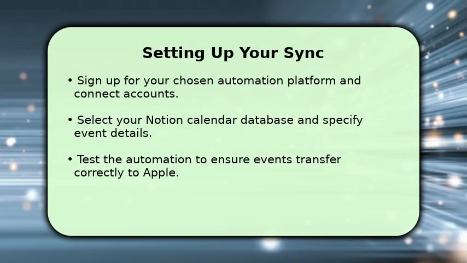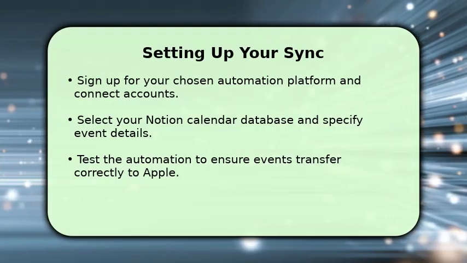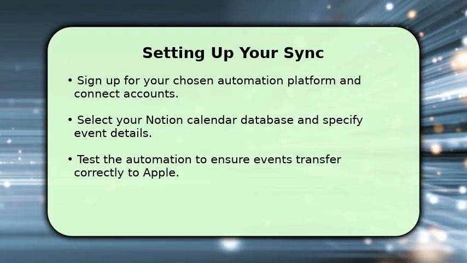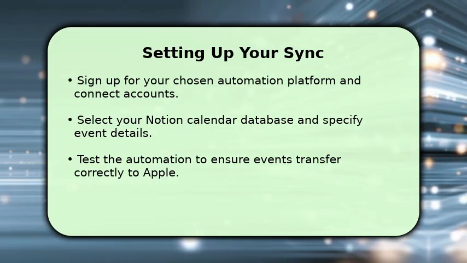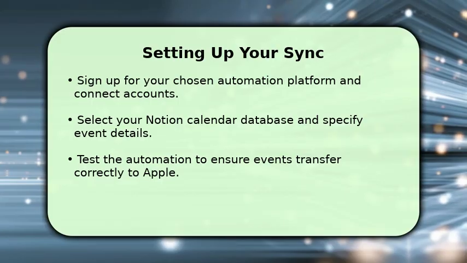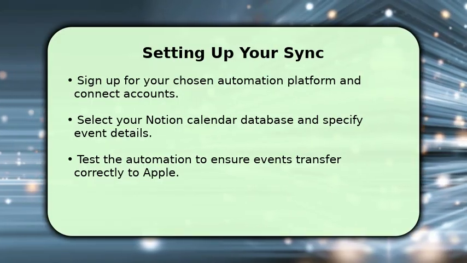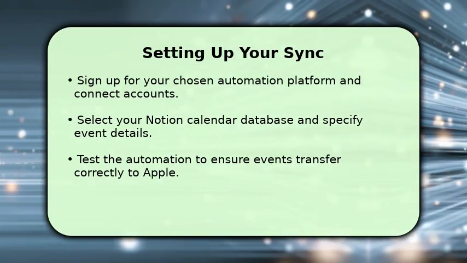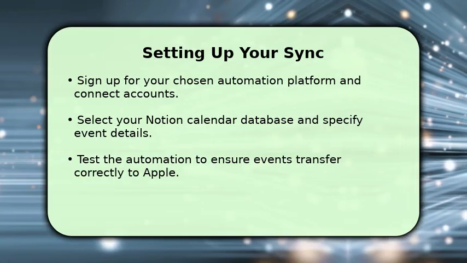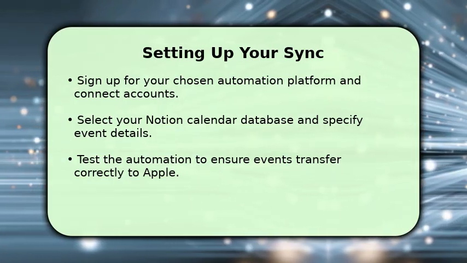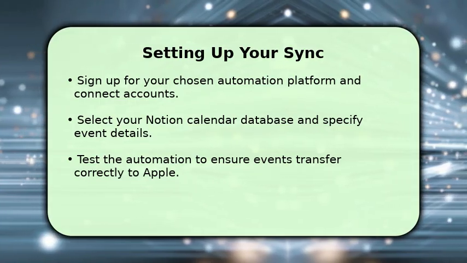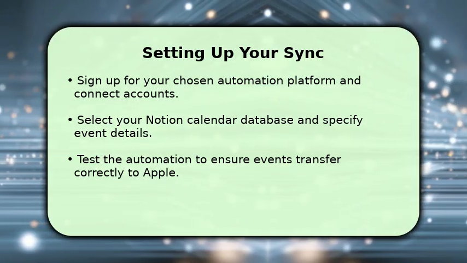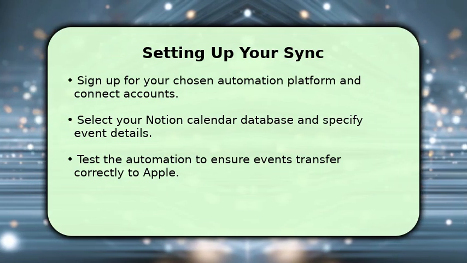First, sign up for your preferred automation service and link both your Notion and Apple Calendar accounts. Next, you'll create a new automation. Choose your Notion calendar database as the trigger, then define which Notion properties, like event name and date, should map to your Apple Calendar event fields. Finally, run a test to confirm everything is working perfectly. Once confirmed, your Notion events will automatically populate your Apple Calendar.